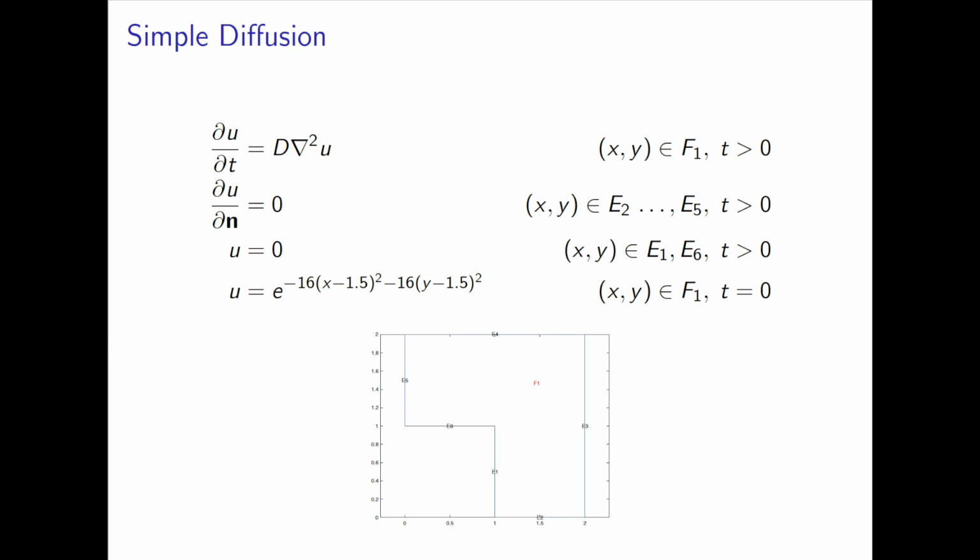Here U represents the concentration of a dissolved solute that is allowed to undergo molecular diffusion in the domain F1. This is modeled by the diffusion equation.